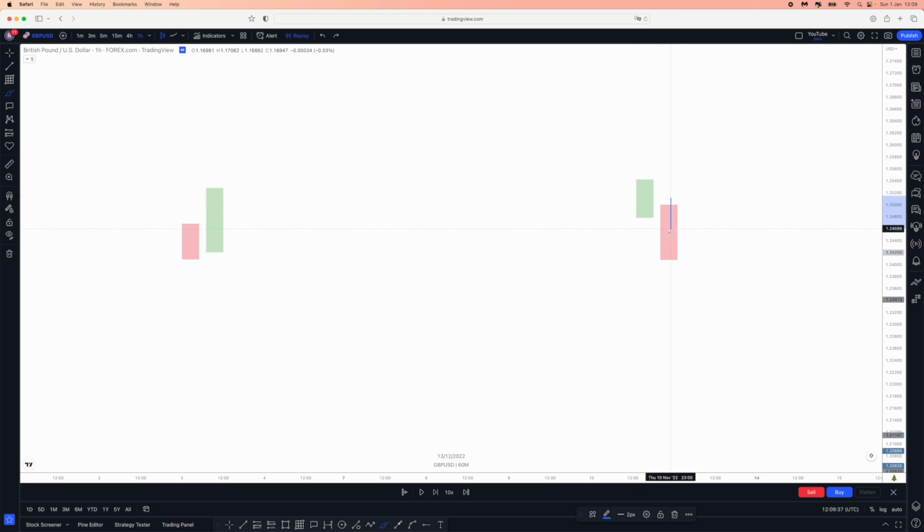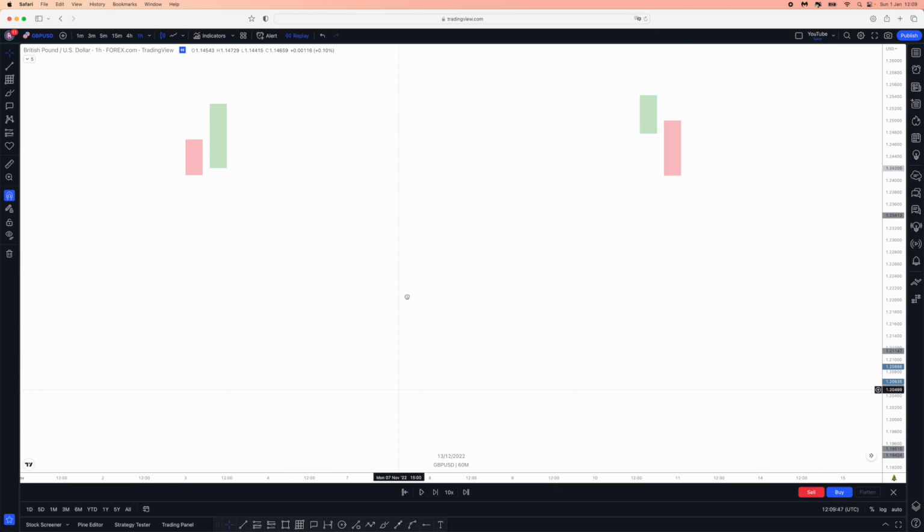And if you obviously get a strong close on this candle and you don't have sort of a wick like this, then it's a little bit more confluence. So that's just what an engulfing candle is if you didn't know what one is already.